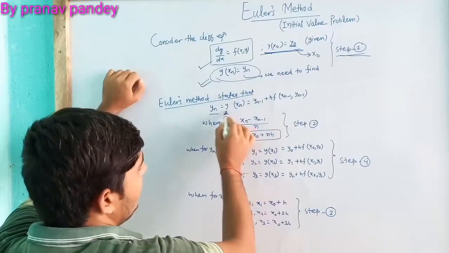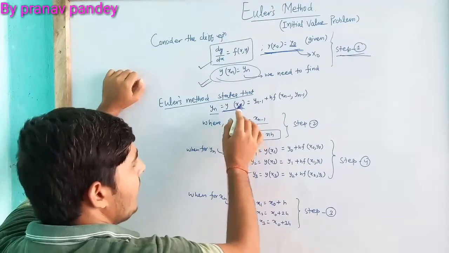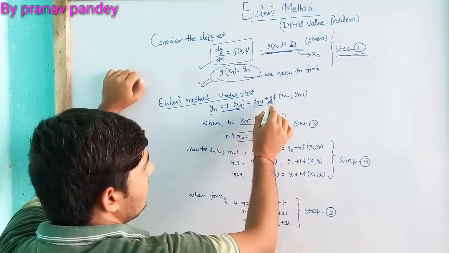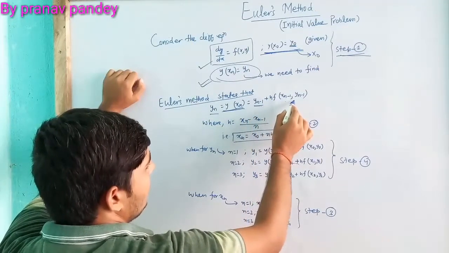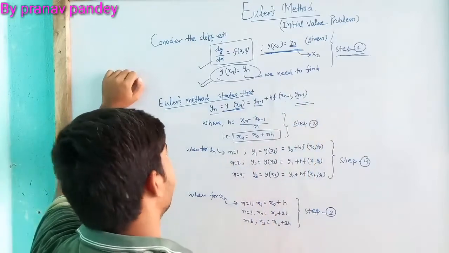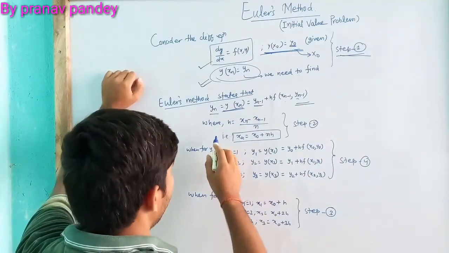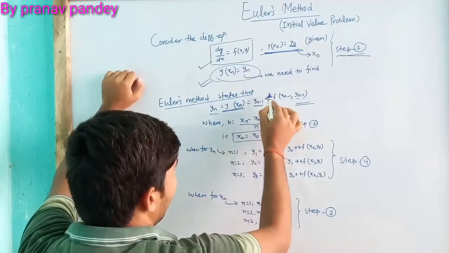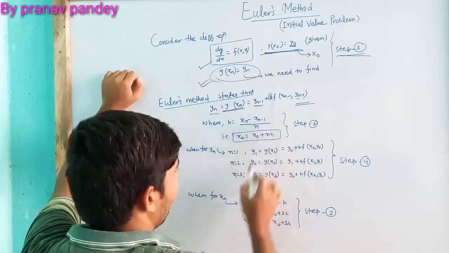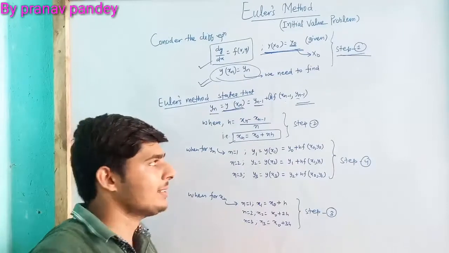And similarly, after that, in step 2, we know that from Euler's method, yn is equal to y of xn, and it is equal to y of n minus 1 plus hf of xn minus 1 and yn minus 1. This is the form of Euler's method. Here the given h is (xn minus x naught) upon n. From here we can get xn is equal to x naught plus nh.